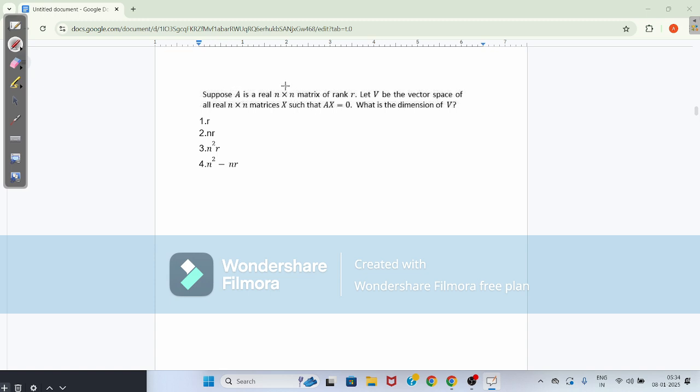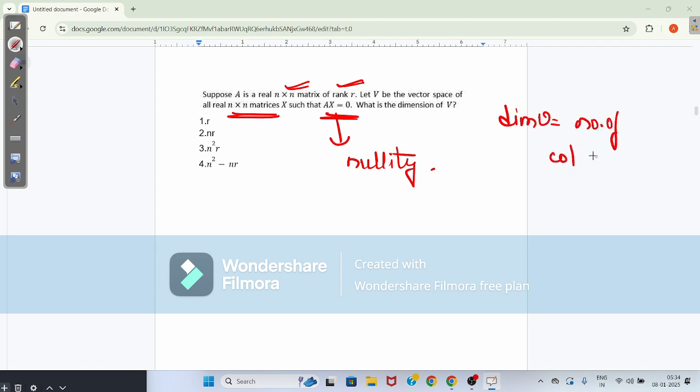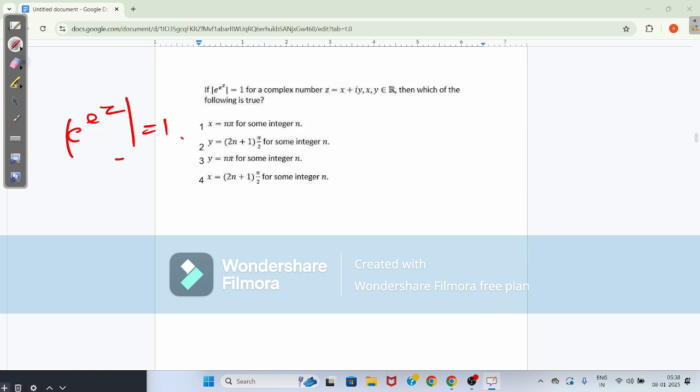Given A is a real n cross n matrix and the rank is r, V is the vector space of n. Okay, we have to find this. This implies its nullity. So the dimension of V can be calculated as number of columns into n minus r. So the number of columns given is n into n minus r. When you multiply, it gives the value n square minus nr here. Now what is the dimension of nullity? It is equal to 1 here.